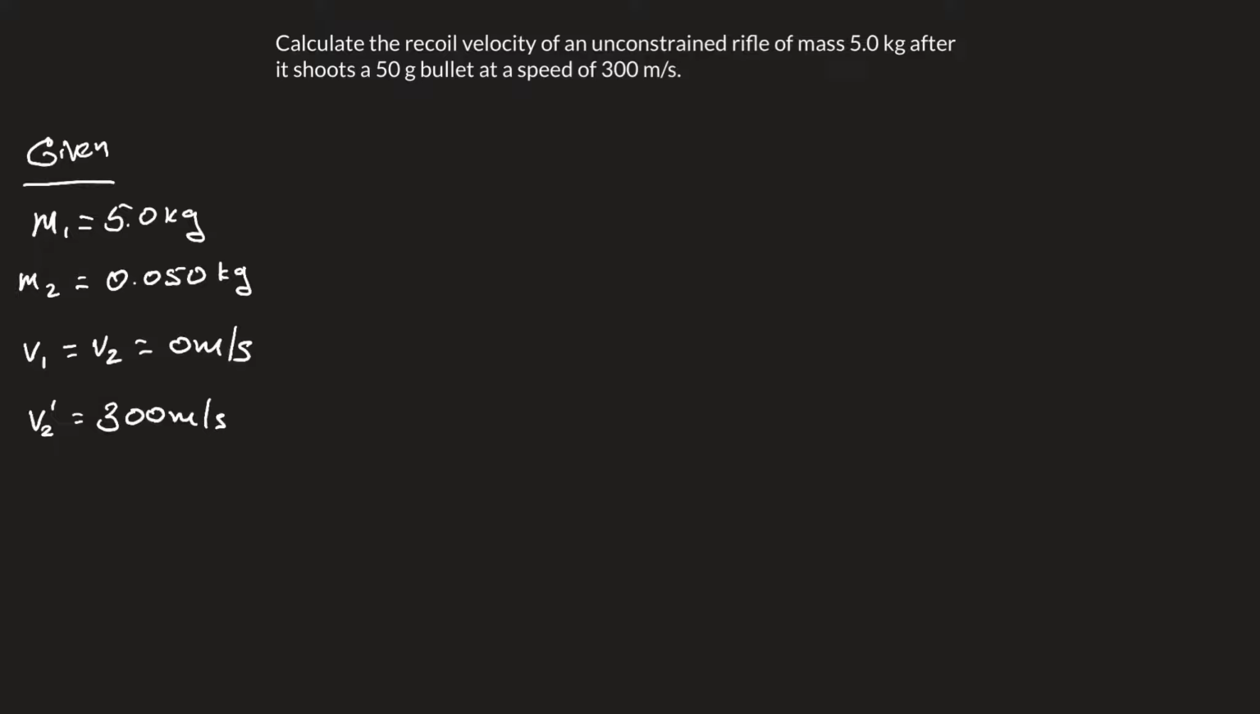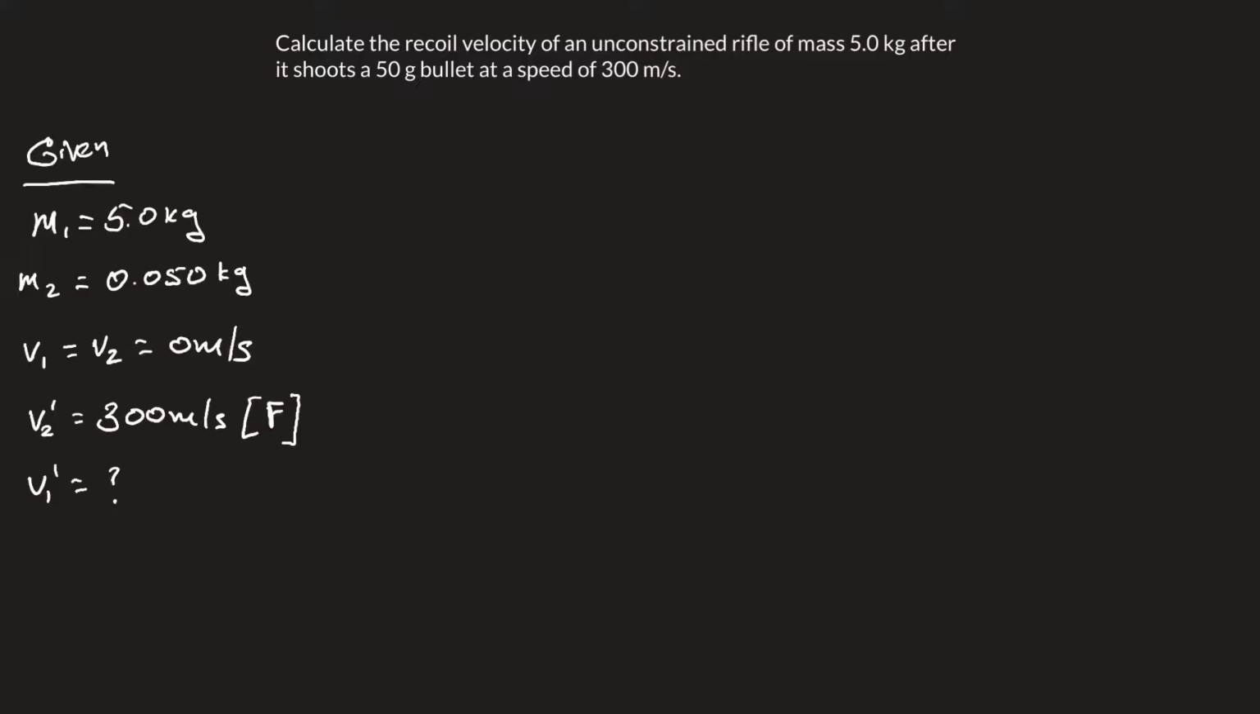So we're looking at the recoil velocity of the rifle. That means how much the rifle kicks back in terms of speed. So that's going to be our unknown. And we should also note the direction here, which is important. The bullet is traveling forward because that's going to come into play when we come up with our final answer for the velocity of the rifle.